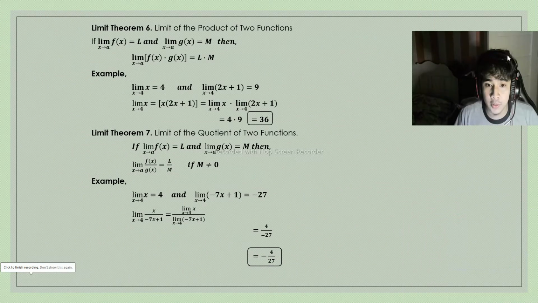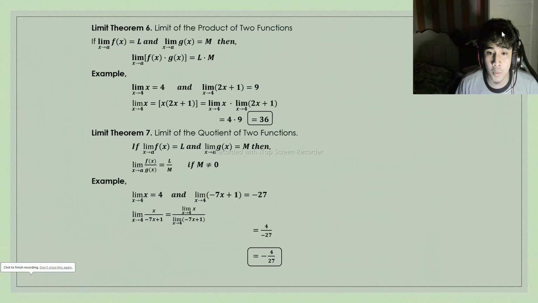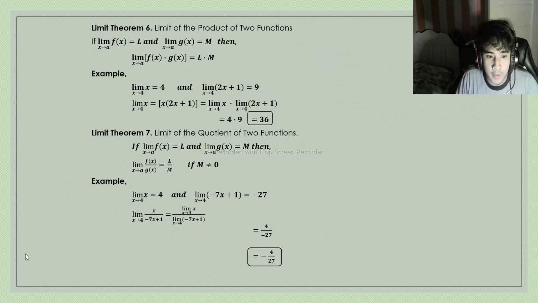So dito naman tayo sa limit theorem 6, wherein limit of the product of two functions. If limit of f of x as x approaches a is equal to L, and limit of g of x as x approaches a is equal to m, then limit of f of x times g of x as x approaches a will be equal to L times m. So let's have an example. Limit of x as x approaches 4 is equal to 4, and limit of 2x plus 1 as x approaches 4 is equal to 9.